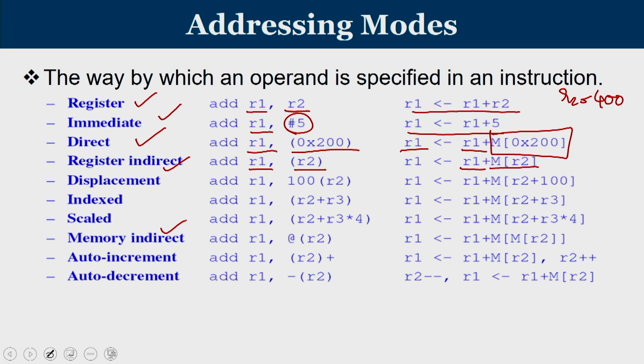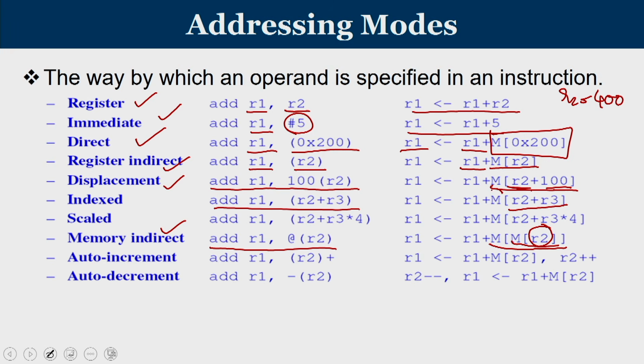Then we have something called memory indirect, add R1, at R2, where the content of R2 is taken, that will give a memory location, go to that memory location, that will give another number, go to that. That is called double indirecting, it is called memory indirect. Then there is displacement addressing mode, where I specify add R1, 100 of R2. Go to R2, you get a location, add 100 to it, then that is your effective memory address, and go to that memory location in order to access the operand. Indexed addressing mode, it is R2 and R3. So, both are being added together and then you are going to consider that as a memory address.